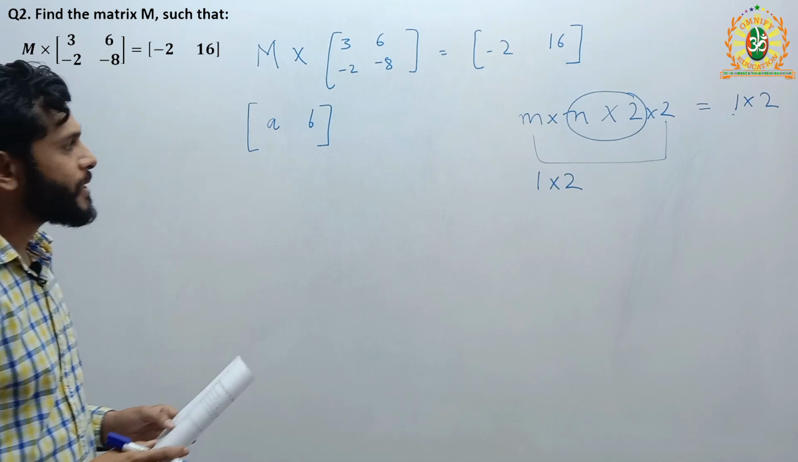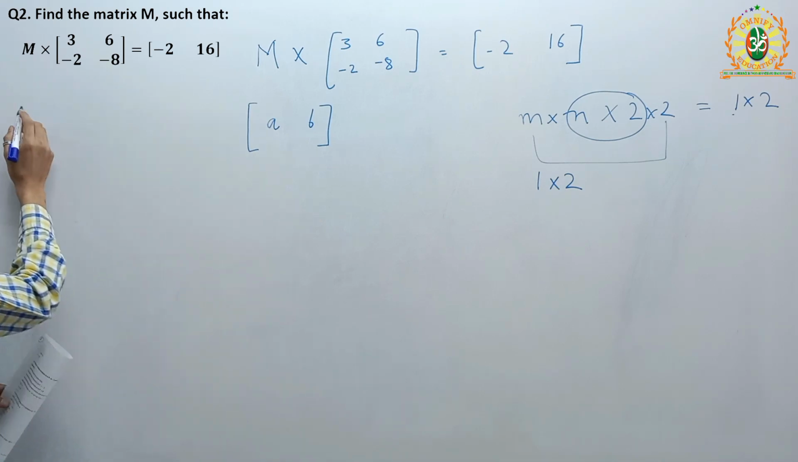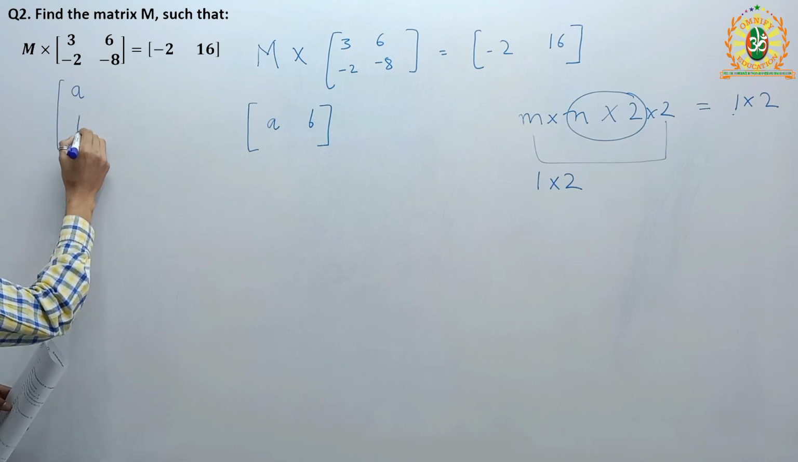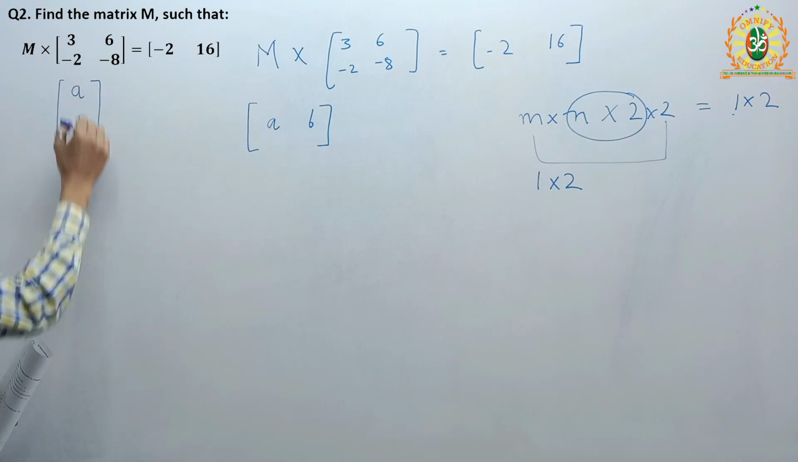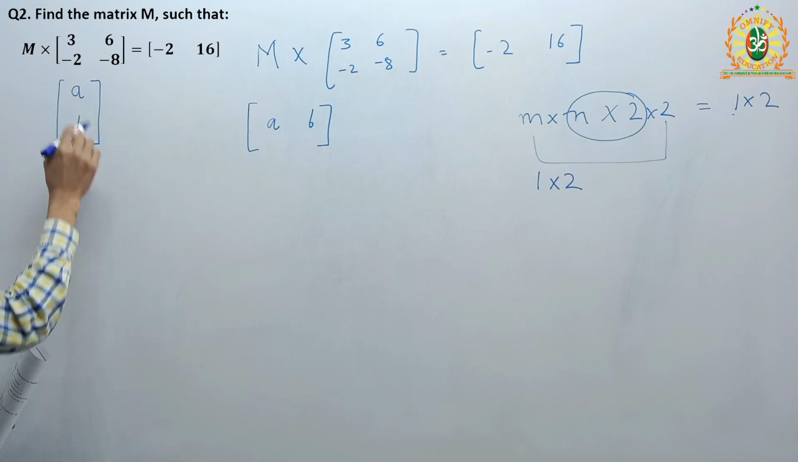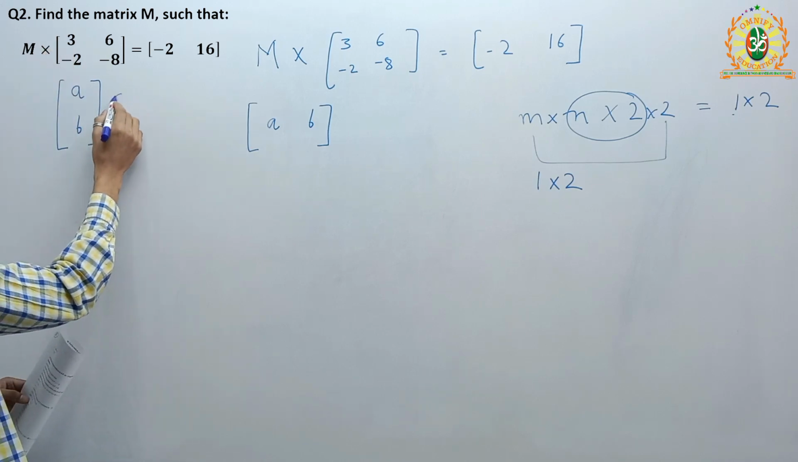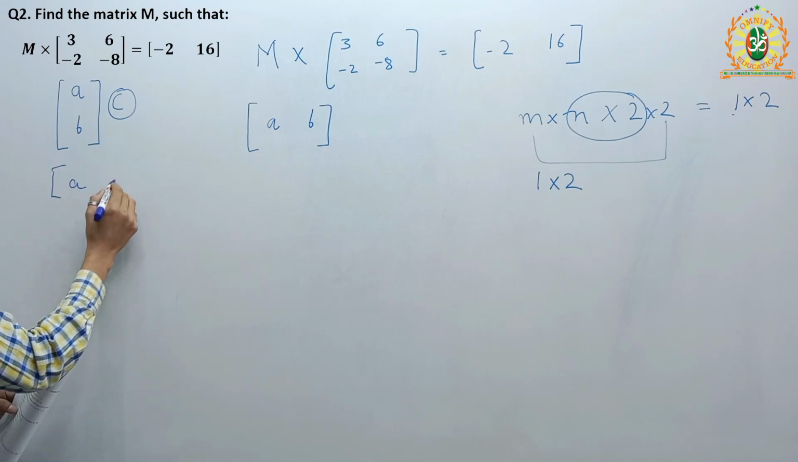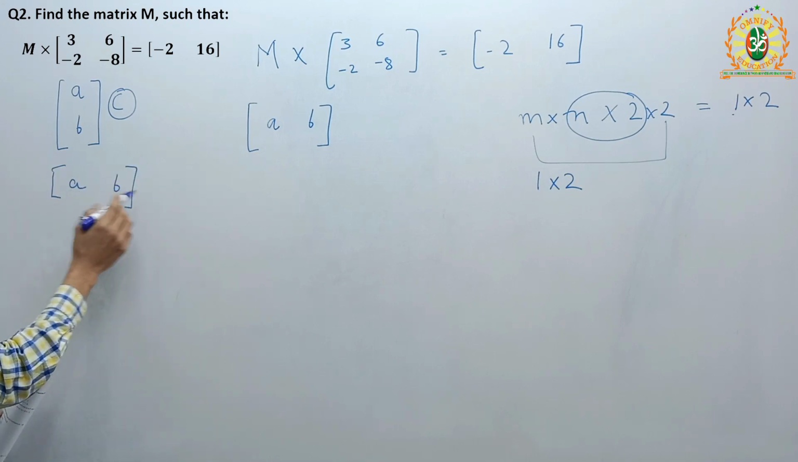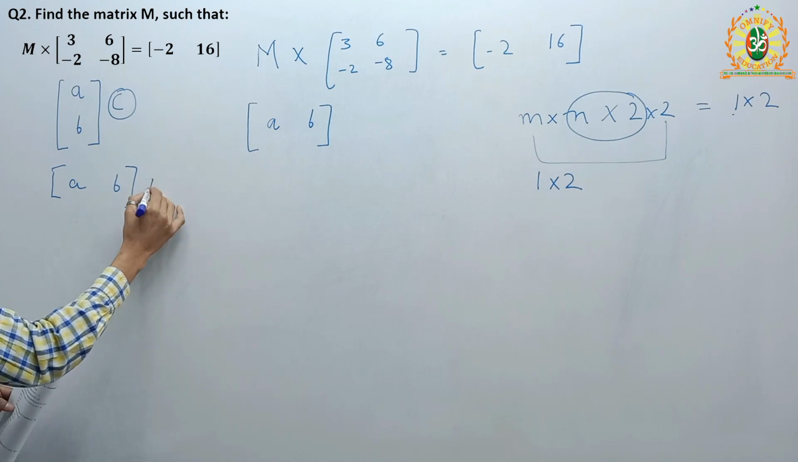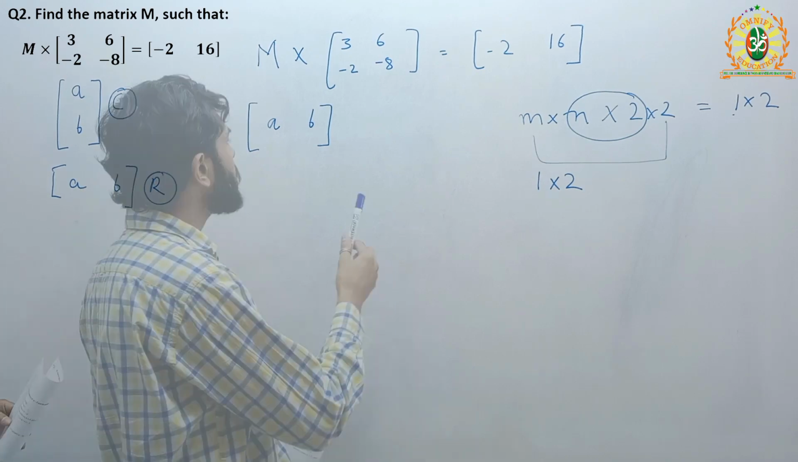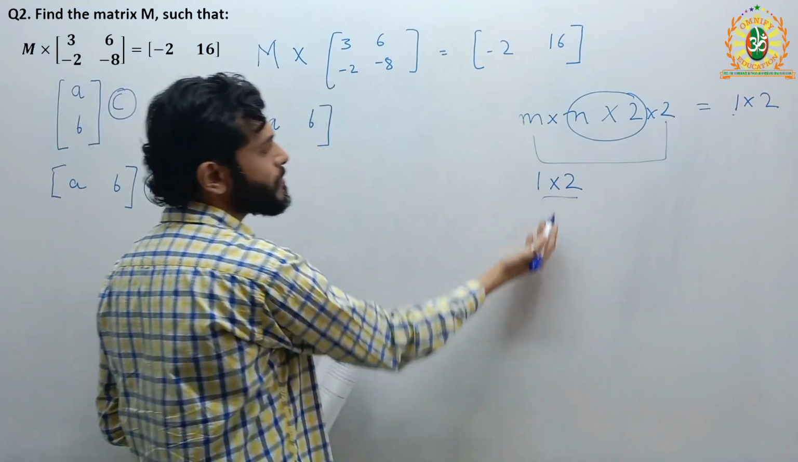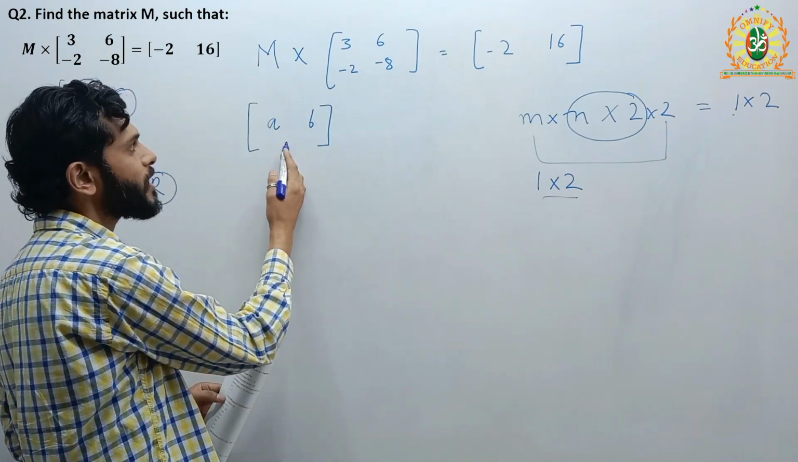Now an important thing to remember here is that if any matrix has elements only in its column, meaning there are 2 rows but only a single column, then it will be known as a column matrix. And if it has only 1 row and multiple columns, then it will be known as a row matrix. Now coming back to the question, we have achieved that the order of this matrix should be 1 into 2, and we have placed the elements a, b.